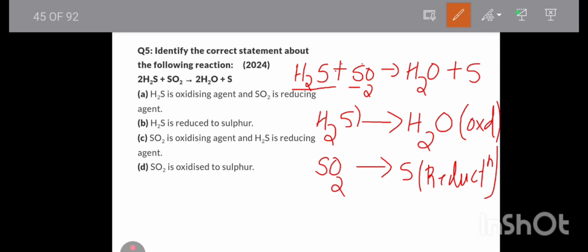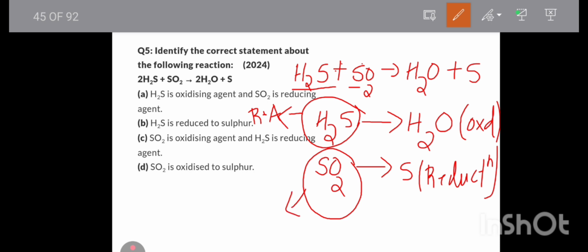Whoever is getting oxidized, H2S is getting oxidized, it will be acting as which agent? It will be acting as a reducing agent. Here SO2 is getting reduced, right? Whoever is getting reduced will be acting as an oxidizing agent. Got it? So now let's read the options.